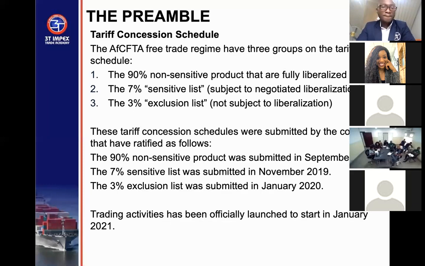So we have this exclusive list, sensitive list, and non-sensitive list. This list will be as determined by regional economic bloc or by each country on their own. And this is one of the safeguards of AfCFTA.